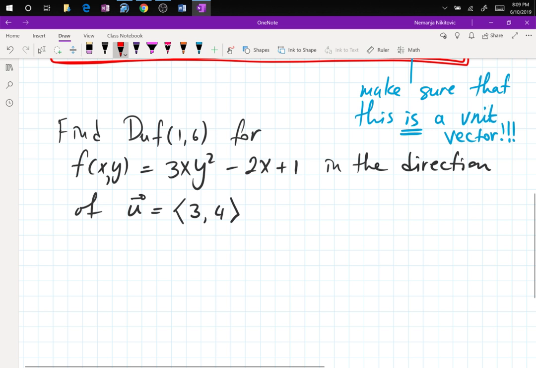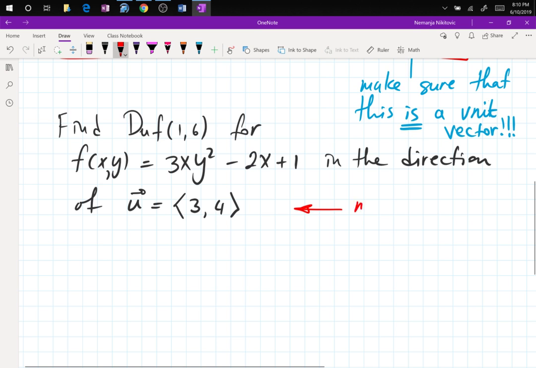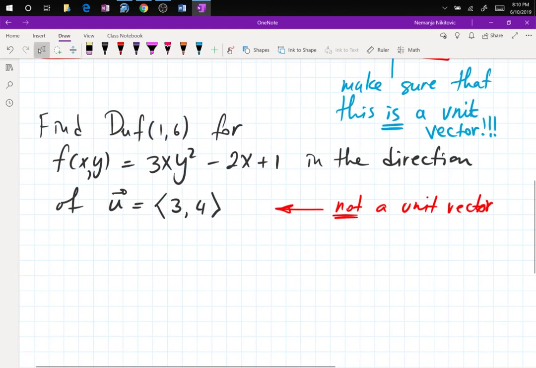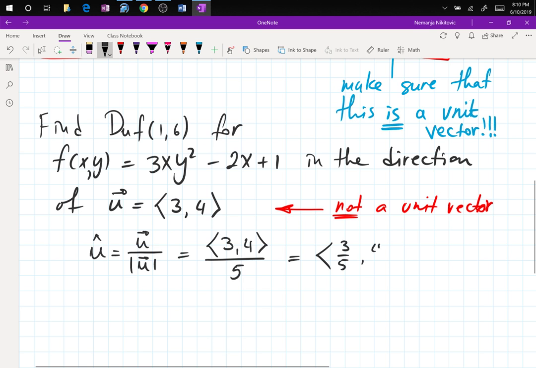Well, first off, immediately you say not a unit vector. That is a huge thing. You have to deal with this first and then deal with the rest. So we go and say u hat is vector u divided by the magnitude of u, which is vector (3, 4) divided by, 3, 4, 5 triangle, right? So that's a 5, gives you 3/5, 4/5. Yay.